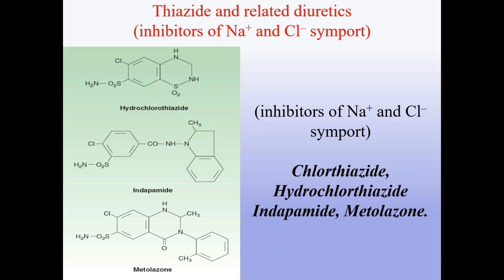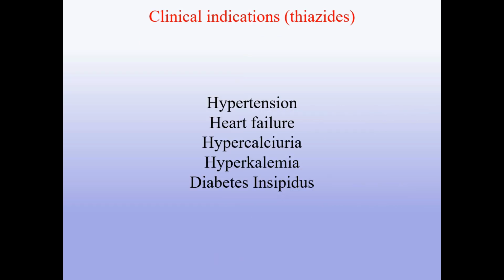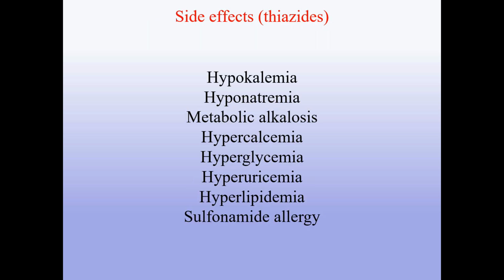In here you can see thiazides and related diuretics, inhibitors of sodium and chloride symport: chlorothiazide, hydrochlorothiazide, indapamide, metolazone. Clinical indications of thiazides: hypertension, heart failure, hypercalciuria, hyperkalemia, diabetes insipidus. Side effects of thiazides: hypokalemia, hyponatremia, metabolic alkalosis, hypercalcemia, hyperglycemia, hyperuricemia, hyperlipidemia, sulfonamide allergy.